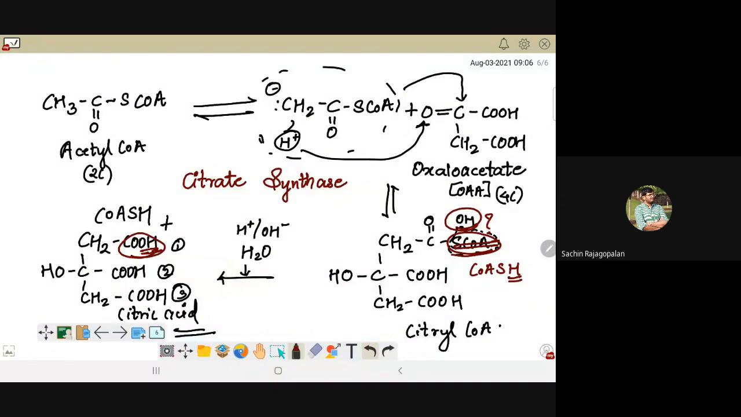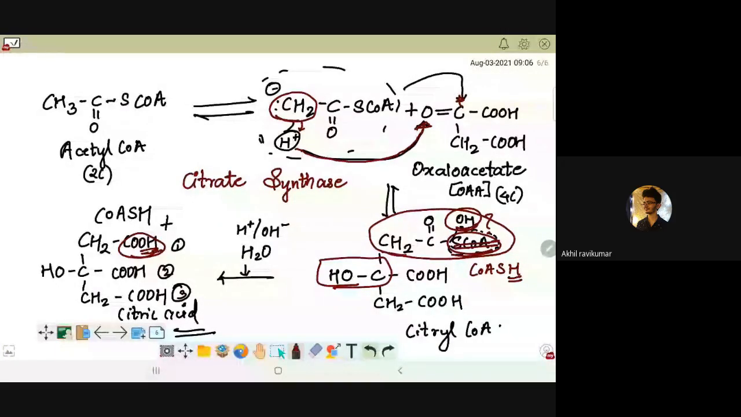Yes, sir. Good. Akhil, could you repeat the part of oxaloacetate to citryl CoA? Yes. So you can see that here it should be ideally a methyl group. So what has happened? We have lost a proton there. What am I doing to that proton? I'm using that proton to convert this C double bond O into COH. And this is the point where I will attach the acetyl CoA group. So you can see that this part was attached on this carbon. That's it. Okay, sir. Thank you.